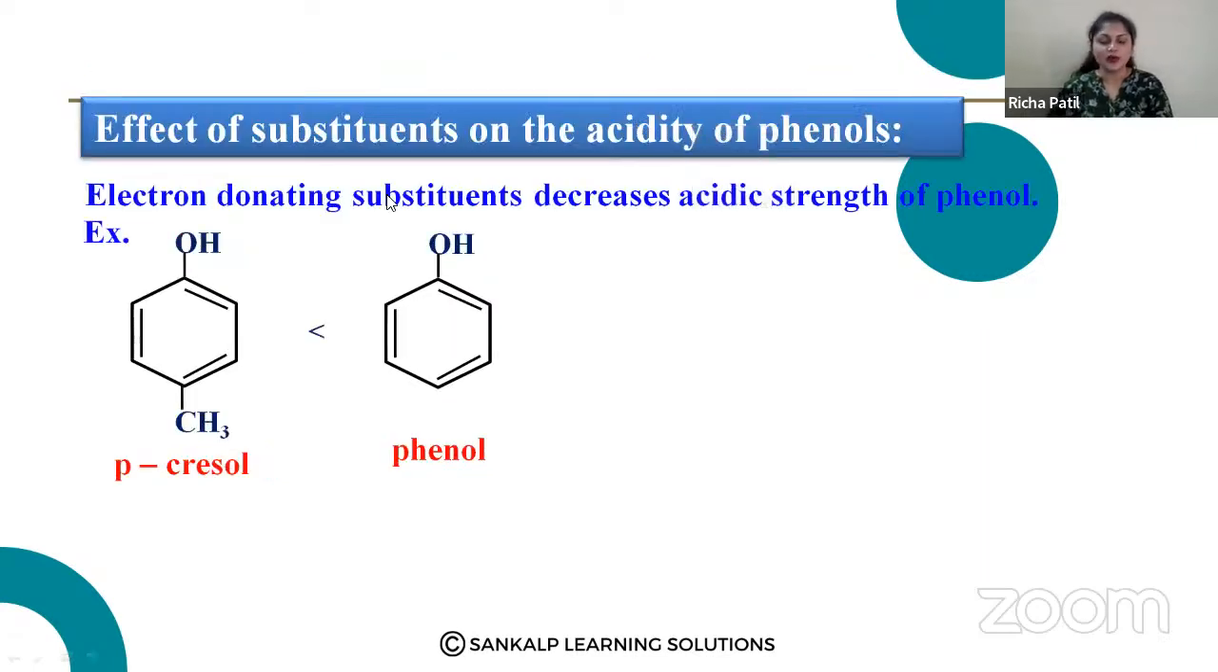So, effect of substituent on the acidity of phenols. Okay, what is the effect? You can see electron donating substituents. Whenever you have electron donating substituents like alkyl groups, what will happen to the acidic strength? It will decrease. So whenever you have electron donating substituents, the acidic strength of phenol will decrease. This example is paracresol; the acidic strength is less than that of phenol because of the presence of the electron donating substituent. So this is the first point.